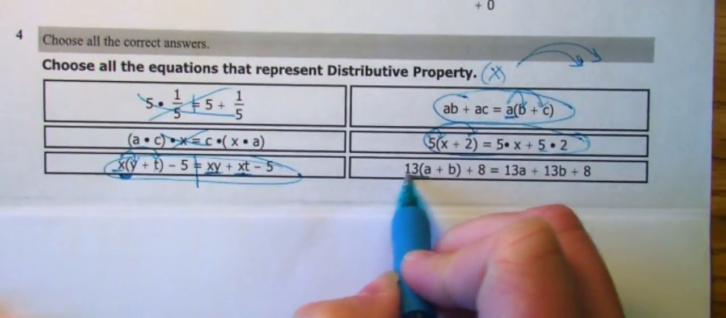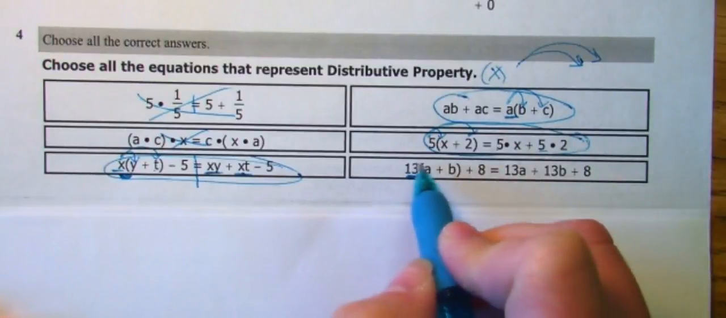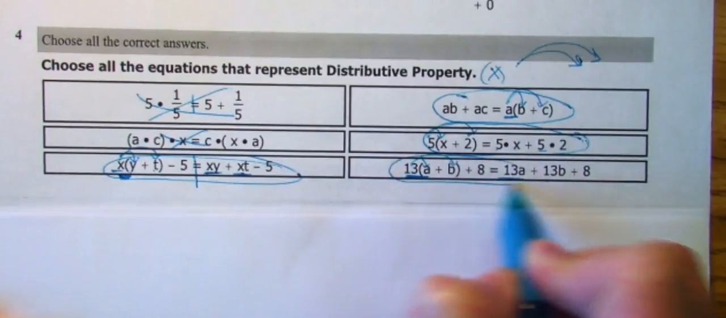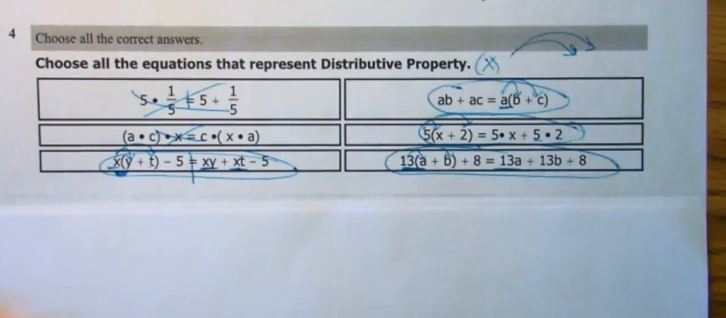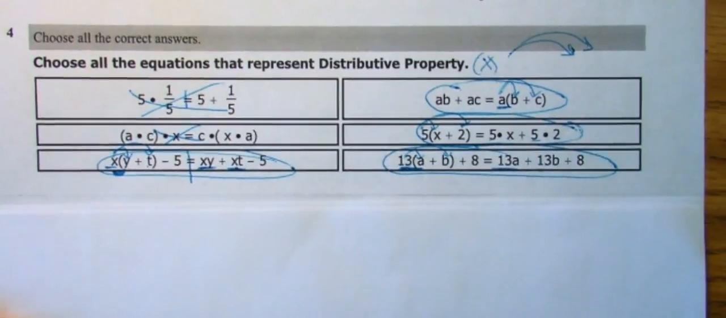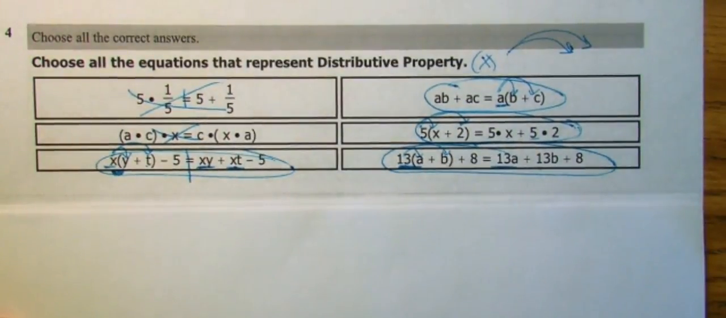Right here should be a key sign. We have a number outside the parentheses, so 13 times A and 13 times B. This is also distributive property. So the secret here is when your number is usually outside the parentheses, you're going to have distributive property.